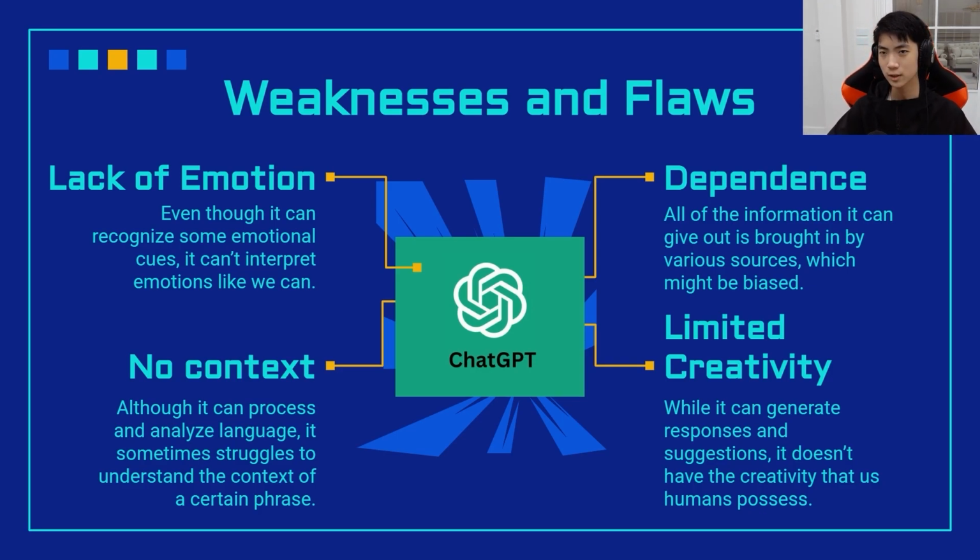So we have more creativity in making art or whatever, and we have more emotion. So these are the two things that we're ahead of AI, and we should keep that to ourselves and try to expand on it as much as possible. So yeah, that is the weaknesses and flaws.